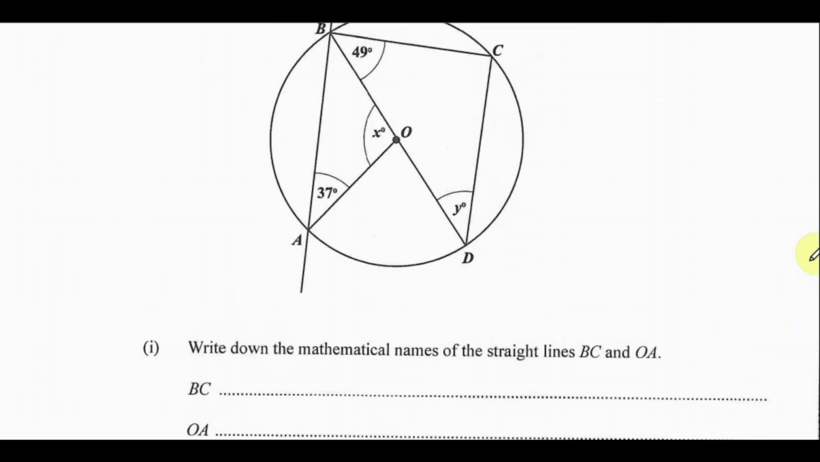The line BC and OA. Now B and C are points on the circumference, and the line joining any 2 points on the circumference is called a chord. It is called a chord. And O is the center and A is a point on the circumference. The line joining the center to any point on the circle is called a radius.